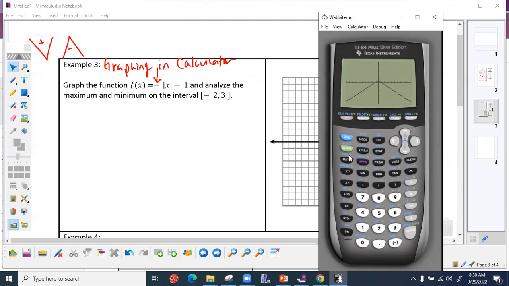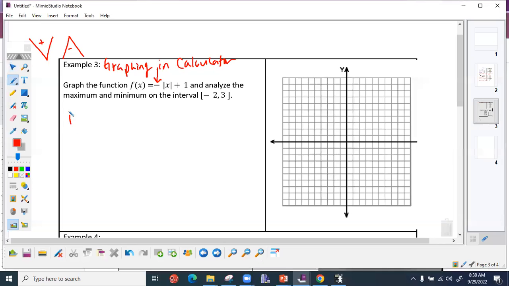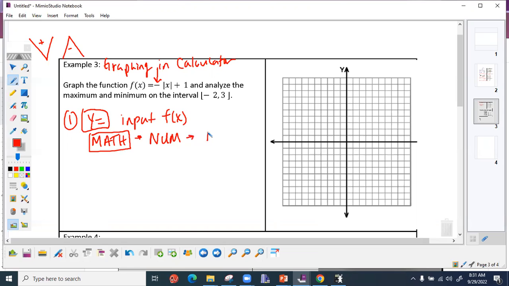So again, let's write what we did. So we went to y equals. So using the calculator, you're going to press y equals. And then once in y equals, we're going to input the function. So we input f of x. To get absolute value, you have to press math, and you're going to arrow over to num, and then you're going to press 1. And that's the ABS. And that's what we did. So to get the absolute value, that's how we got here. Now we press graph. And it wants us to look on the interval from -2 to 3. So we're looking from -2 to 3 only. So when we want to look from -2 to 3, there's a couple ways of doing it.